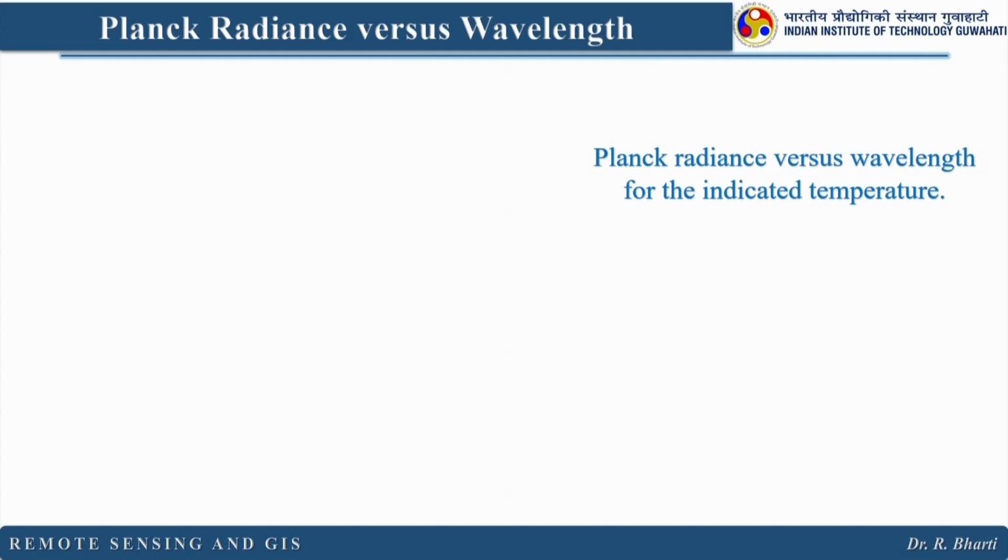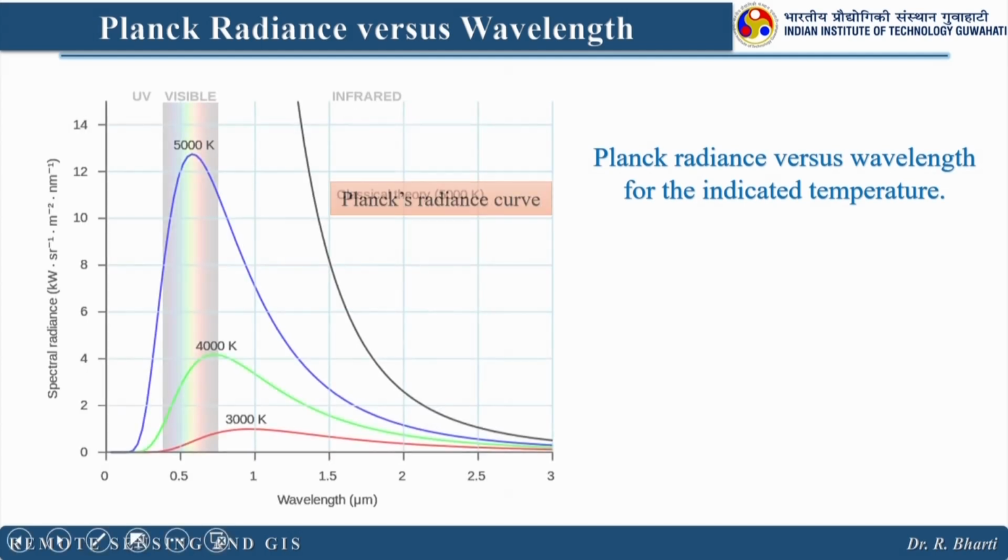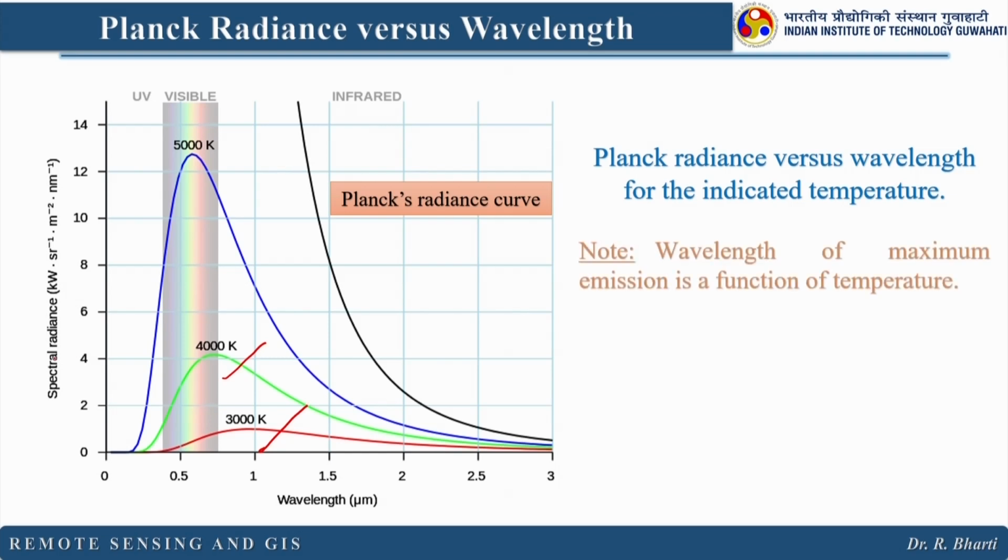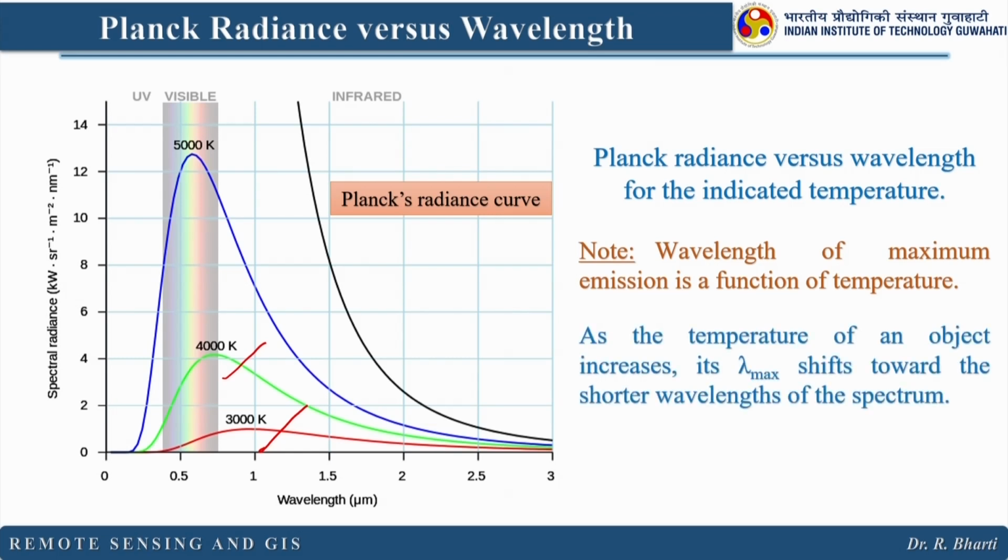Here is Planck radiance versus wavelength for the indicated temperatures. You can see that for different temperatures their responses are different. One thing to note is that the wavelength of maximum emission is a function of temperature, which we already covered in the previous slide. As the temperature of an object increases, its lambda max shifts towards the shorter wavelengths of the spectrum.